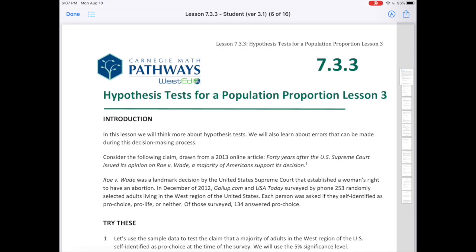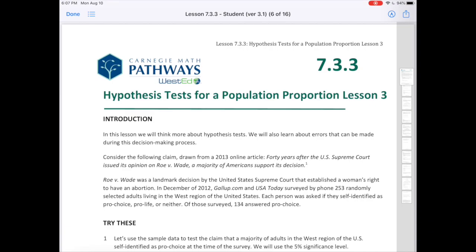Consider the following claim, drawn from a 2013 online article. 40 years after the U.S. Supreme Court issued its opinion on Roe v. Wade, a majority of Americans support its decision. Roe v. Wade was a landmark decision by the United States Supreme Court that established a woman's right to have an abortion.